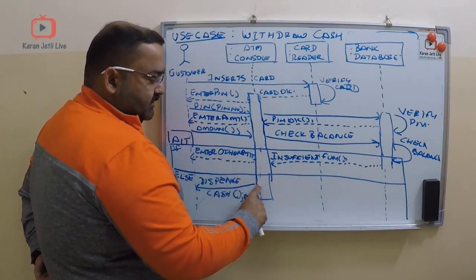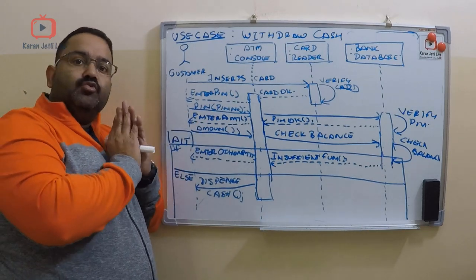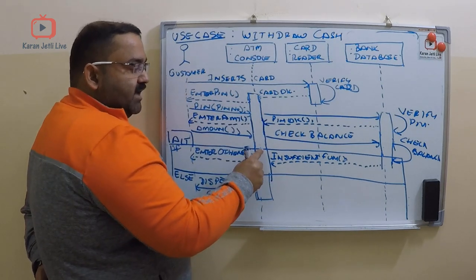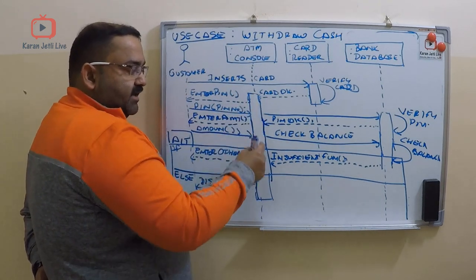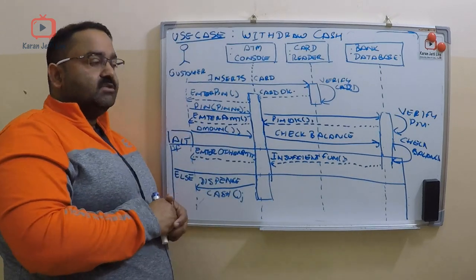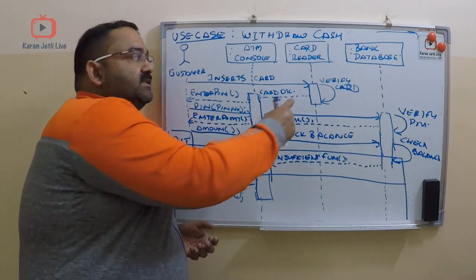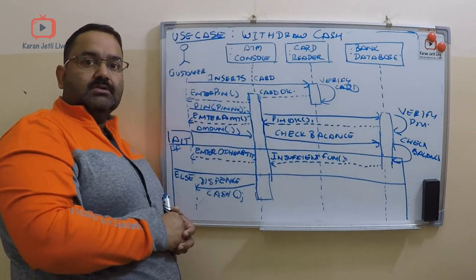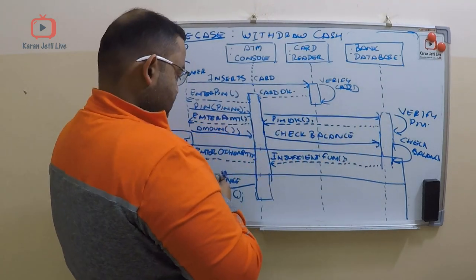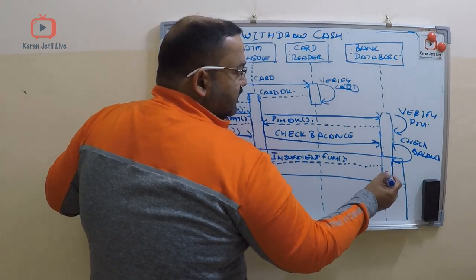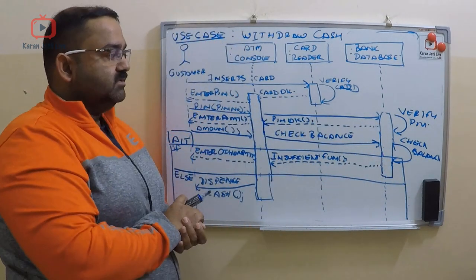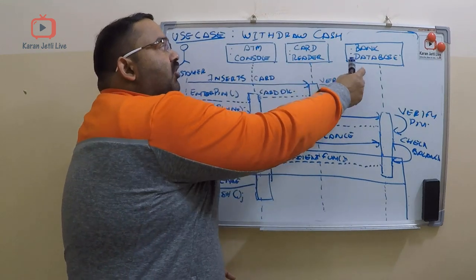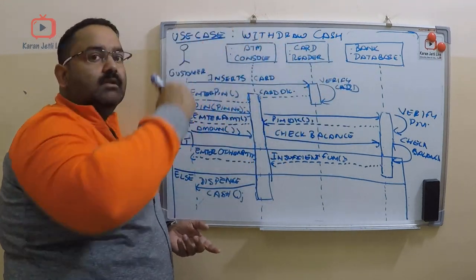Now guys, after it dispenses the cash, your use case is over. When the use case is over, the customer console also becomes inactive. So this big rectangle is the phase until which your customer console was active. This rectangle shows the time until your card reader was active. And this is the phase until your bank database was active. So this is the sequence of operations, the different objects involved in order to carry out one single use case.